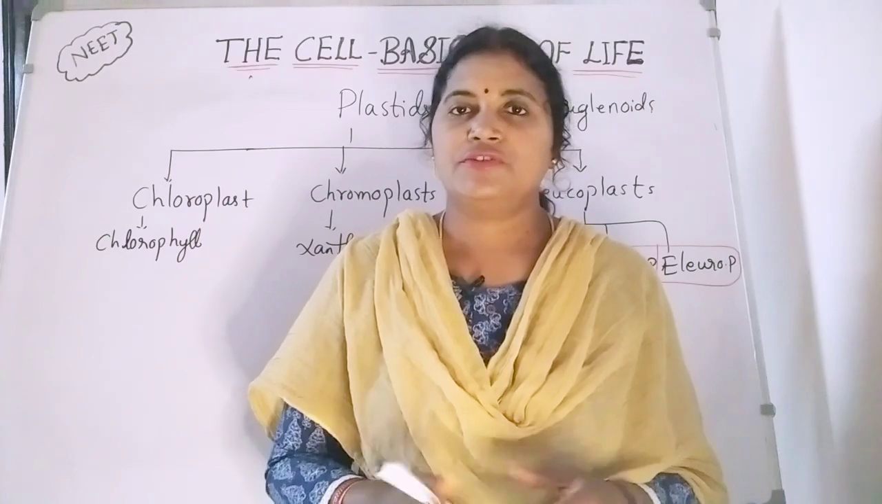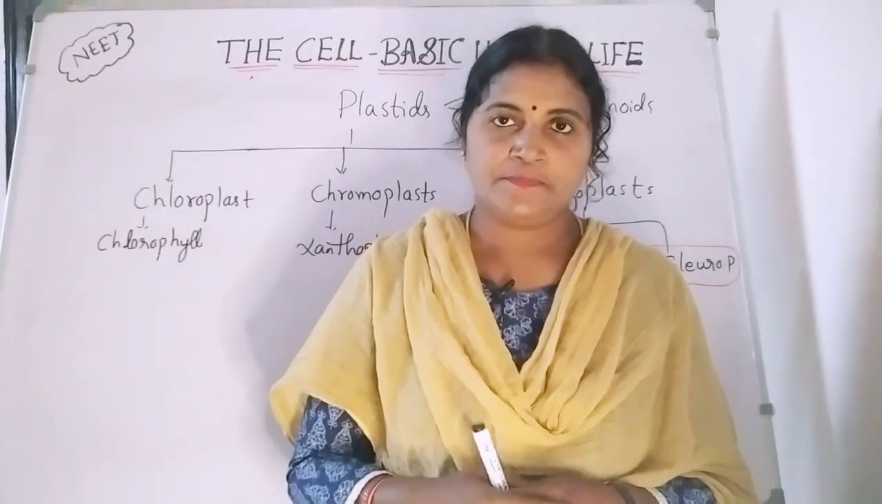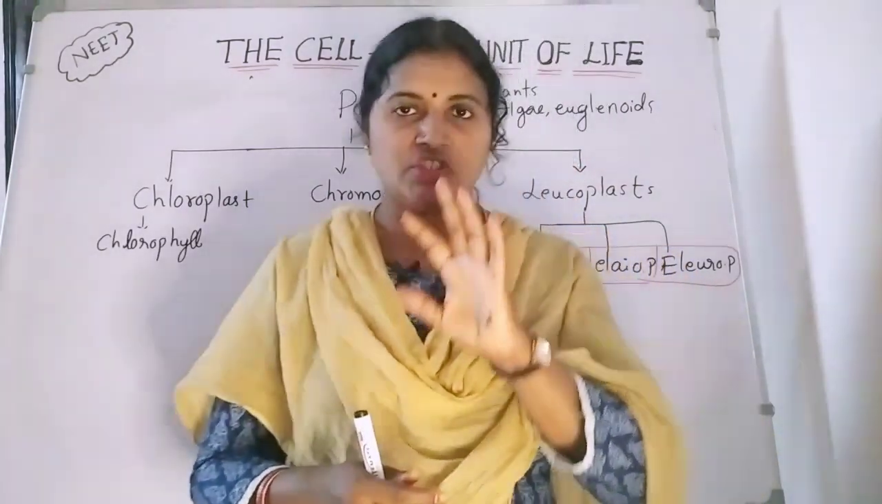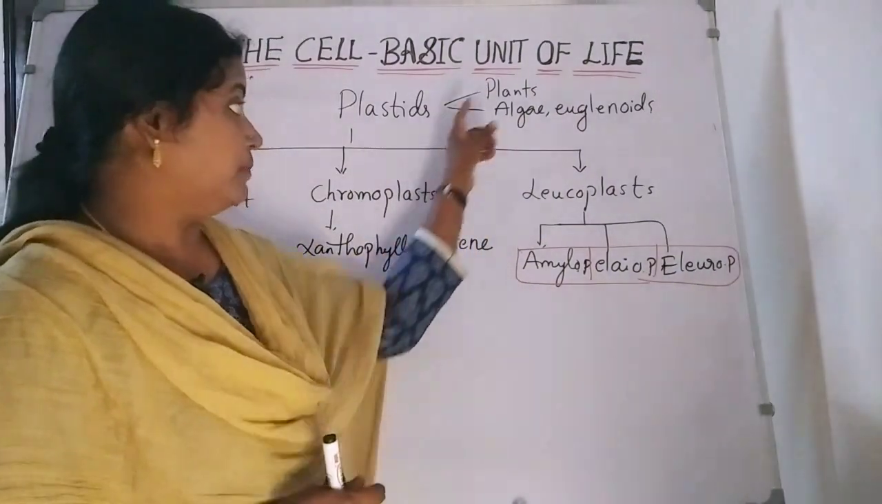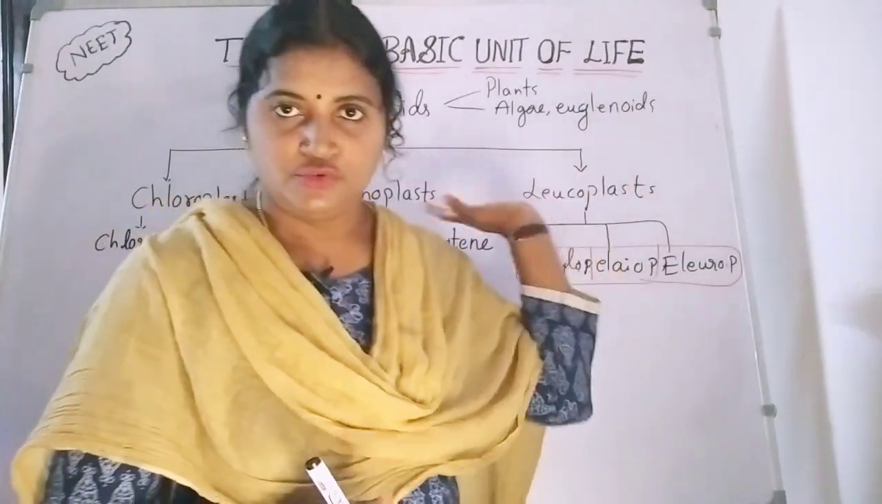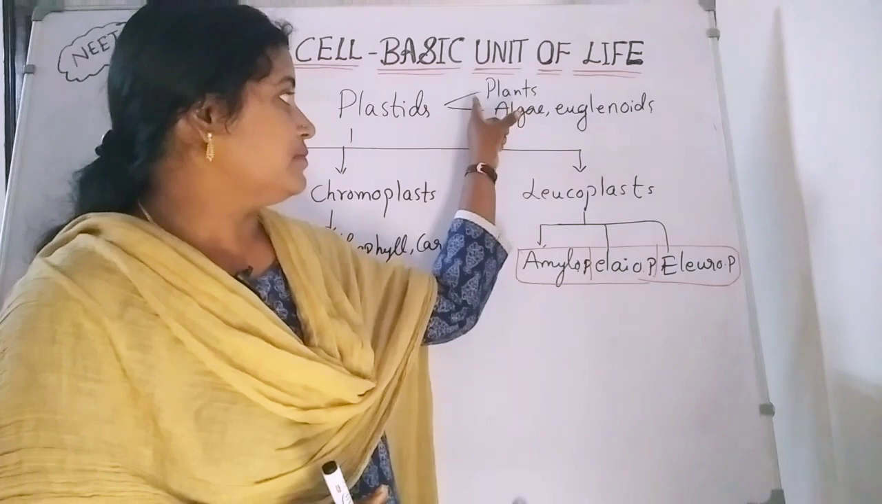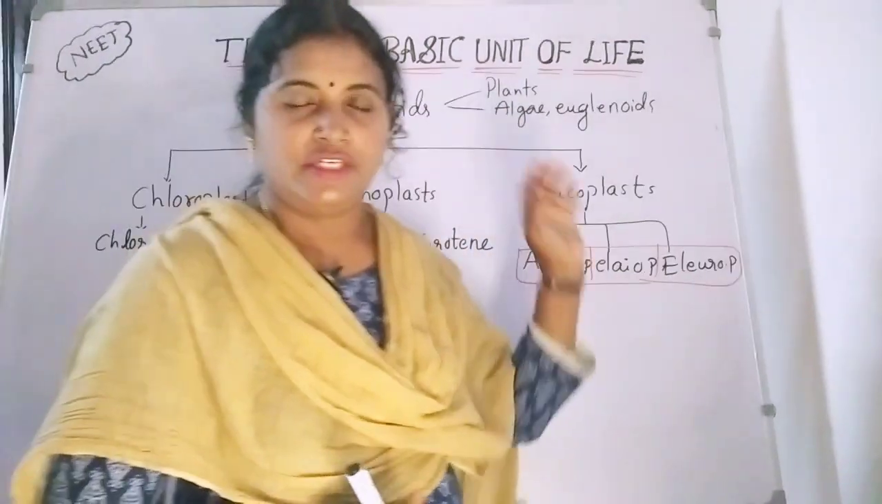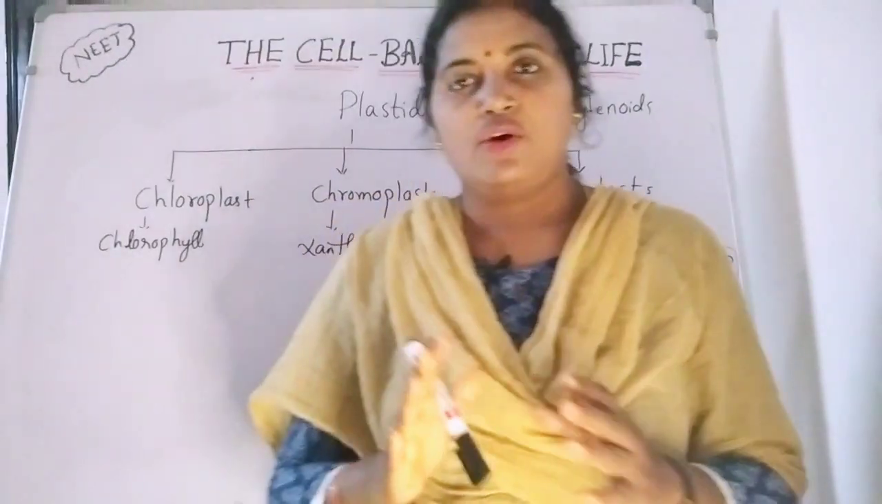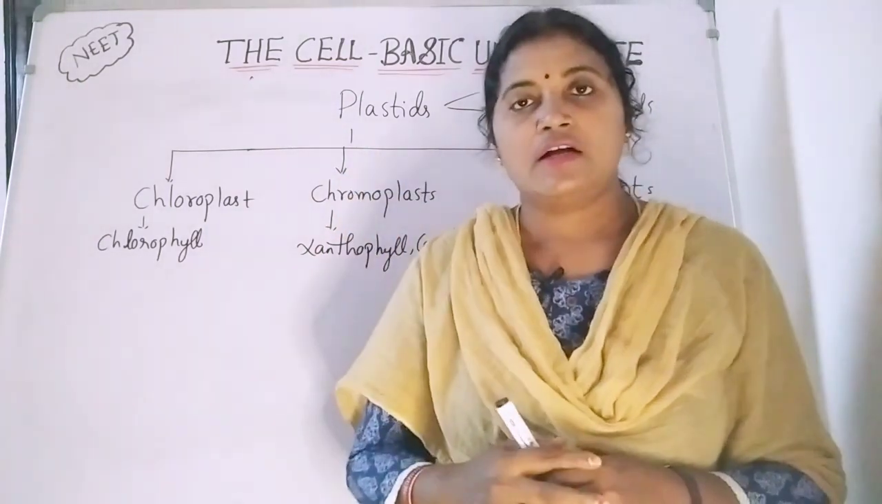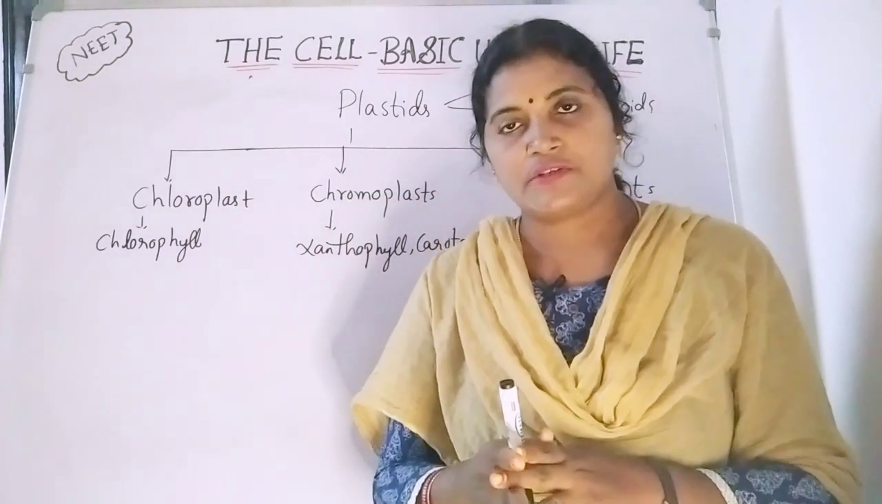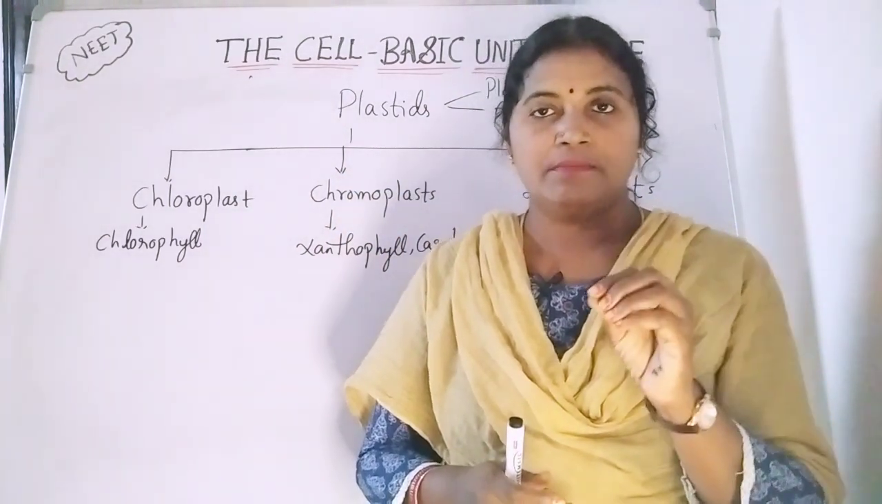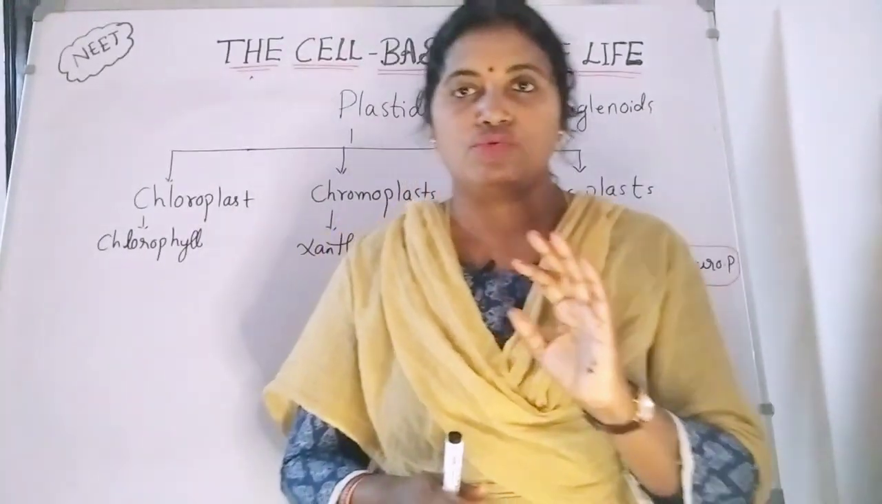So in today's video you are going to learn about the plastids. These are the cell organelles which are present exclusively in plants, algae and euglenoids. Write down the examples: plants, algae and euglenoids. This cell organelle, plastids, contains different types of colored pigments, which are responsible for photosynthesis.